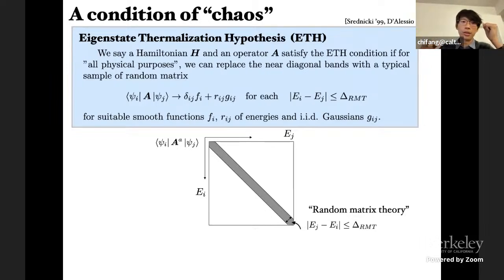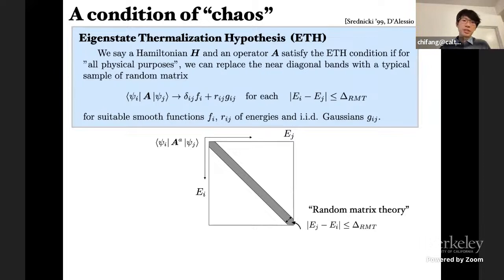This condition holds if, for all physical purposes, we can replace the near-diagonal band with a typical sample of a random matrix. Morally, you have some very complicated-looking matrix, and the physicists just say, why not treat all of it as random samples from a random matrix? Mathematically, this might feel a little awkward, given what we really mean by replace, but operationally it just means that when you do the calculation, you treat these entries as samples of Gaussians. It allows you to do calculations, and in fact lots of physics calculations are done in this way.